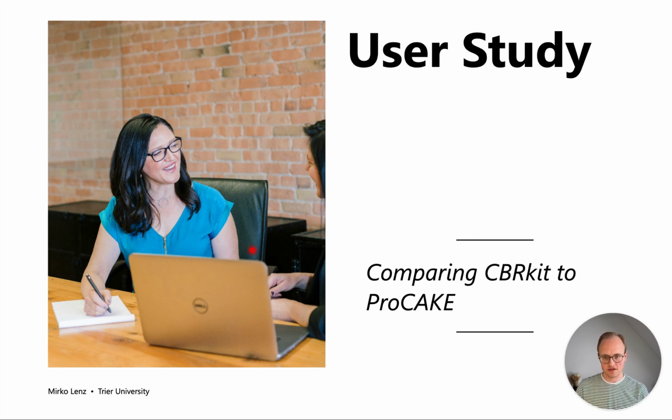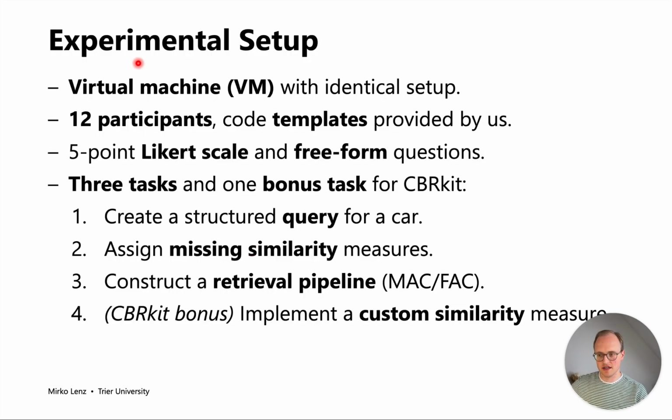Finally, I want to provide some insights based on a user study we conducted, where we compared the CBRkit to the Java-based ProCake framework also developed at Trier University. The experimental setup is given using virtual machines, where everything is identical between individual participants. 12 participants conducted this study, and we provided them with code templates to mitigate some of the differences between Java and Python. The participants then used a 5-point Likert scale and answered some free-form questions to provide feedback. And in total, there were 4 tasks to solve. So first, creating a query, assigning then similarity measures for the different attributes, constructing a retrieval pipeline, and for CBRkit only, implementing a custom similarity measure.